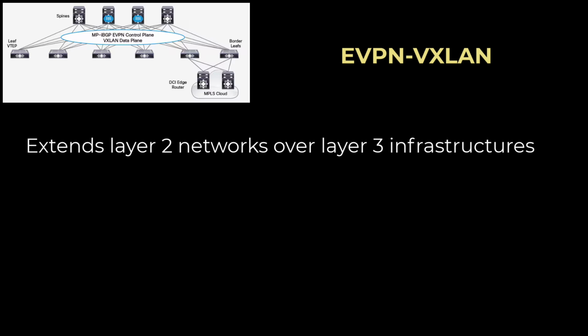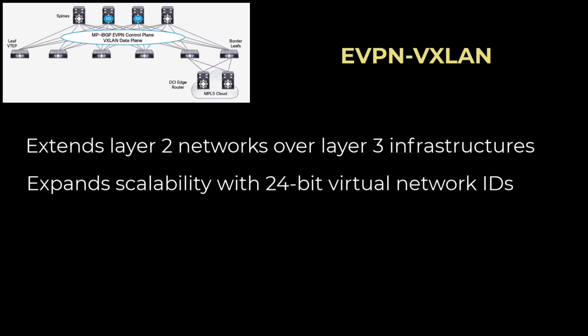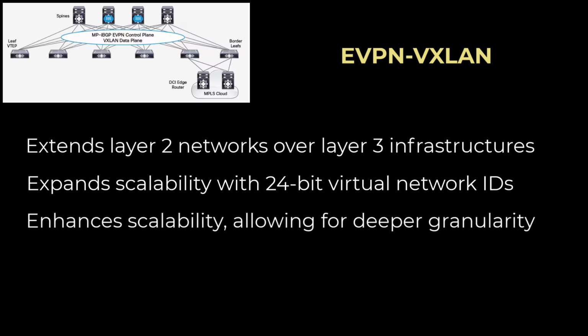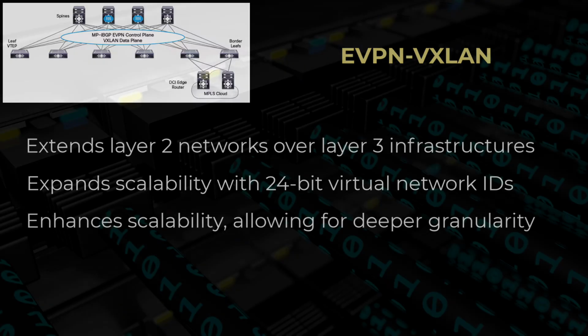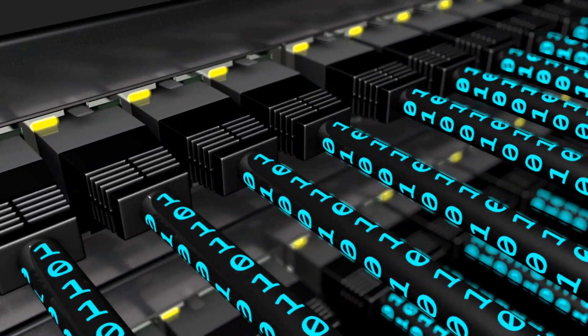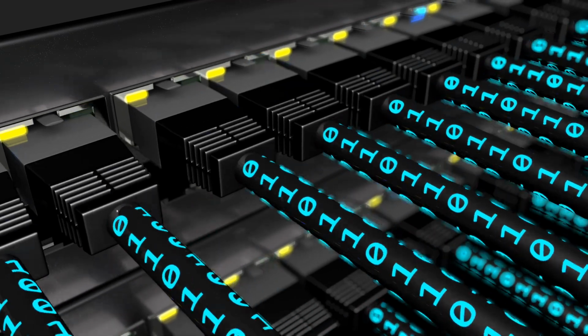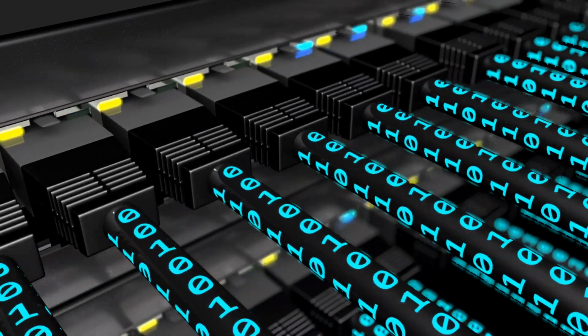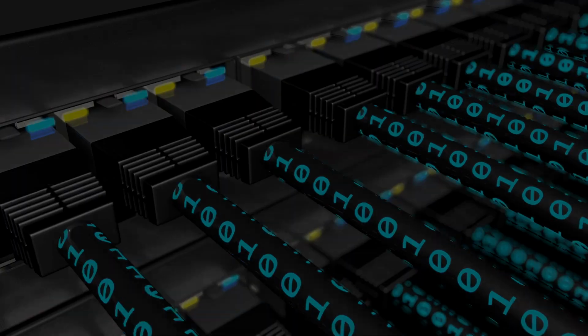This technology addresses the constraints of traditional segmentation techniques, such as VLANs, by utilizing a 24-bit VXLAN network identifier, which supports approximately 16 million unique segments. This significantly enhances scalability and allows for granular control over network traffic, reducing the risk of cyber threats spreading across the entire infrastructure. VXLAN's dynamic nature facilitates more efficient MAC address learning and distribution through its BGP-based control plane, reducing the likelihood of configuration errors and enhancing network stability.